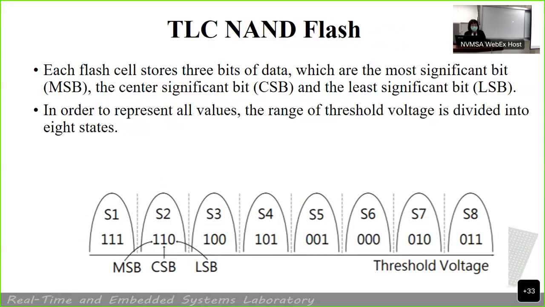This paper focuses on TLC NAND flash memory for research. Each flash cell stores 3 bits of data, which are referred to as the most significant bit, MSB, the center significant bit, CSB, and the least significant bit, LSB. In order to represent all values, the range of threshold voltage is divided into 8 states in TLC NAND flash, which we can see in the figure as S1 to S8. All the cells must be at the erase state, which is S1, before data is programmed to the cell. Due to process variation, the threshold voltage of cells programmed to the same state is normally distributed. In TLC NAND flash memory, the 3 bits of each cell in the same word line comprise 3 pages, which are the unit of written data.